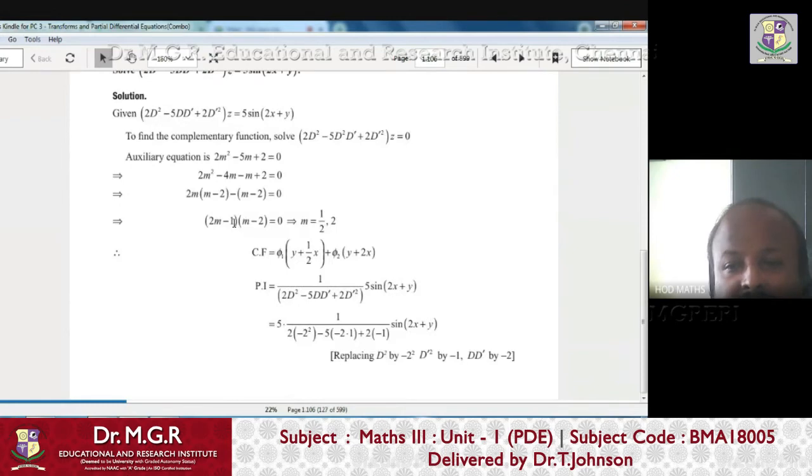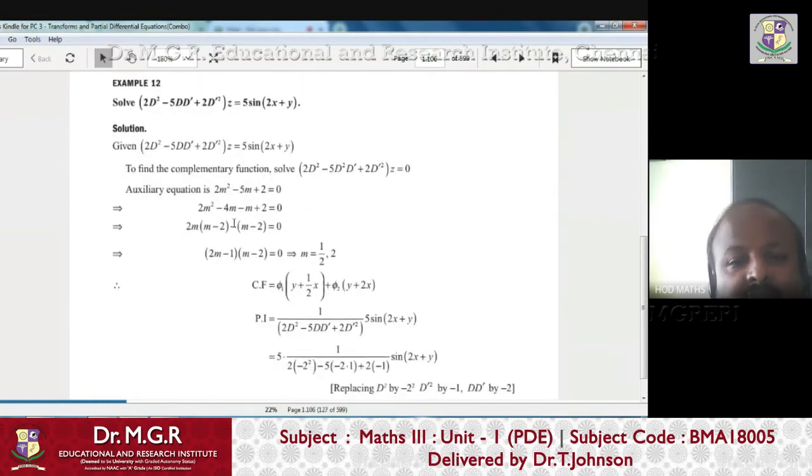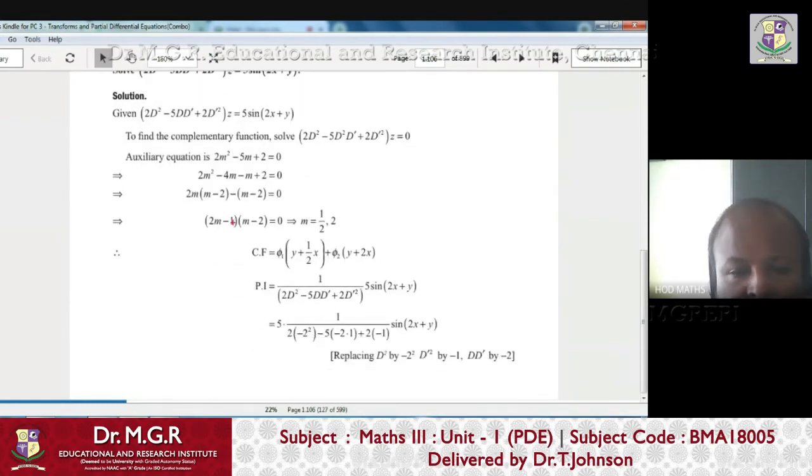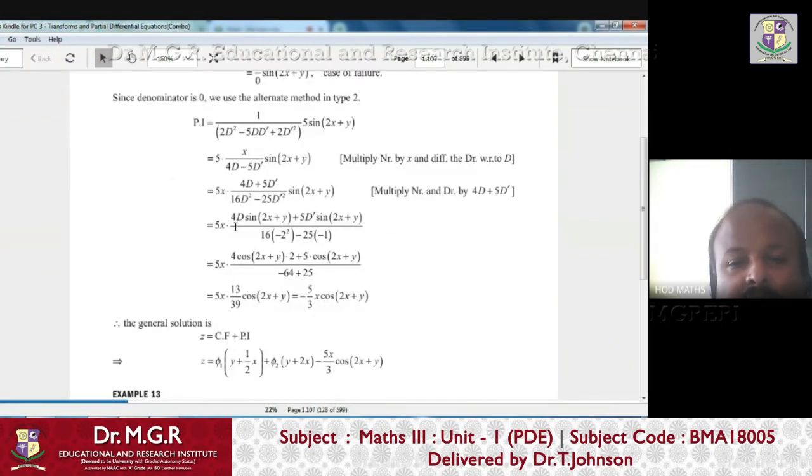You can take it as the complementary function plus particular integral. The complementary function is this one, right? And the particular integral is whatever you found in the last one. Adding the complementary function and particular integral gives you the final solution. So these are the two cases. One is where the right hand side is exponential. In that case, if the denominator becomes 0, what do I have to do? That we have seen, right?